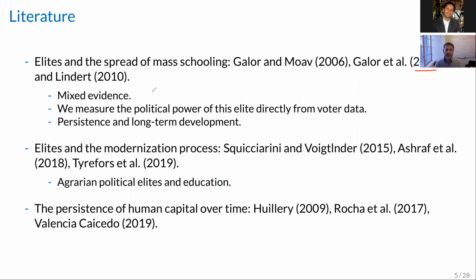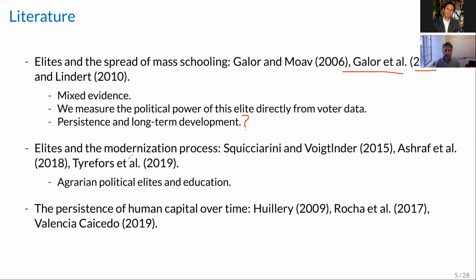Now, this evidence is kind of mixed, in the sense that there are two things here, right? When Galor et al., for example, talk about the importance of the agricultural elite vis-a-vis the industrial elite, they really link it back to land inequality. So there's no political measure in the work that they did. And then there's a big question mark on whether these things really persisted over time or not.